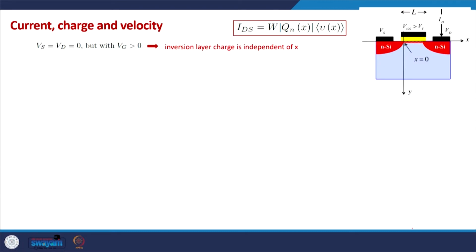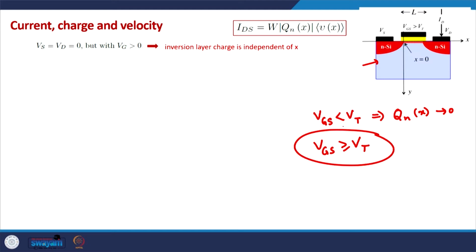Now, let us quickly come back to the traditional treatment of IV characteristics. Generally, it is assumed that in a MOSFET, when the gate voltage VGS is less than the threshold voltage, the channel charge is negligible or extremely small, tends to 0, and the charge appears only when the gate voltage is greater than or equal to the threshold voltage.